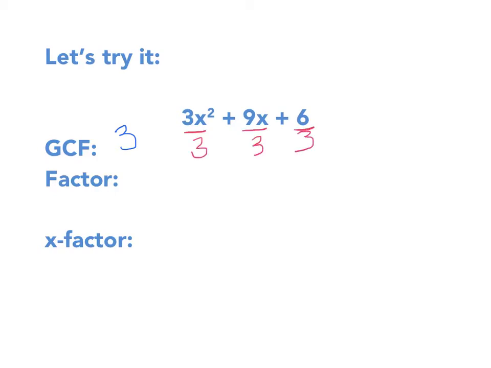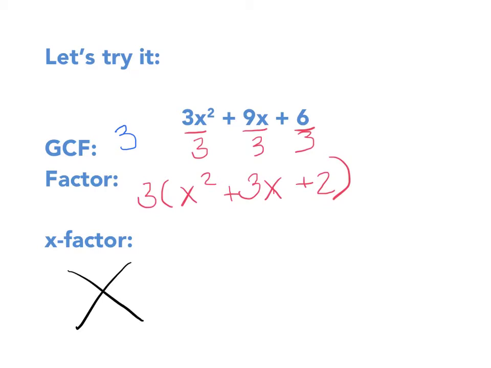So 3x squared divided by 3 is x squared. 9x divided by 3 is 3x. And then 6 divided by 3 is 2. So now if I look at this trinomial that I have, I can definitely use X factor to simplify this even more. So I'm going to draw my x.